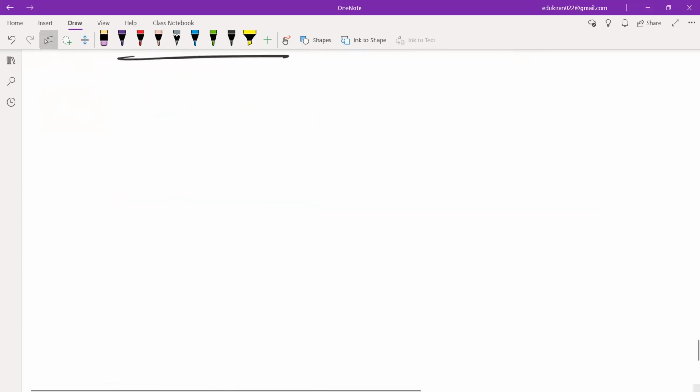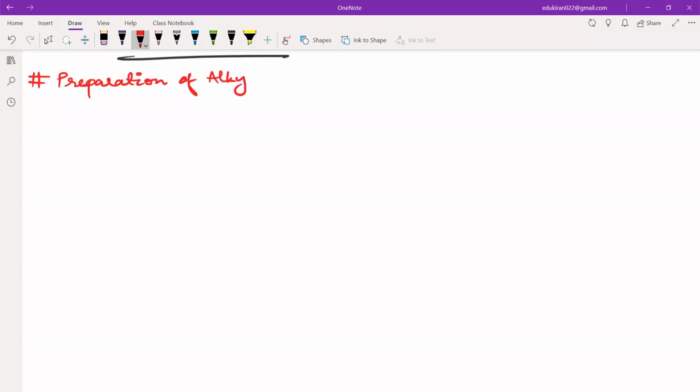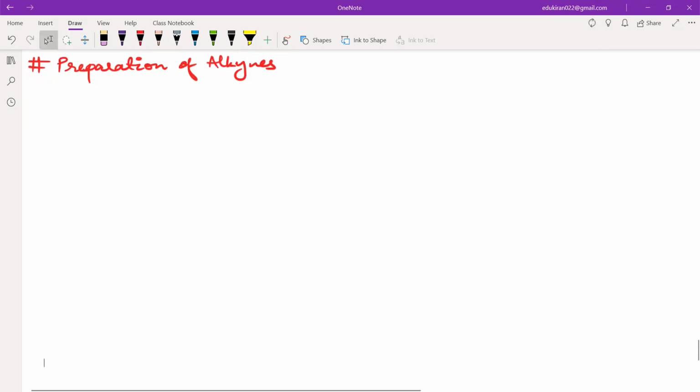Now, methods of preparation. Preparation of alkynes. In preparation of alkynes, we have two methods. In the first method, we can only prepare ethyne. Ethyne is prepared from calcium carbide.